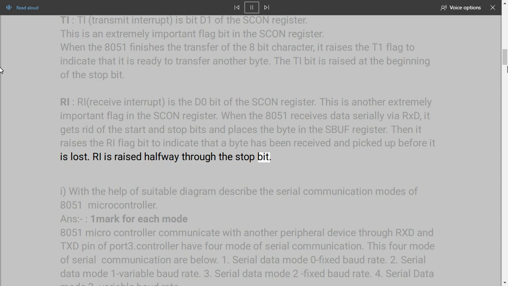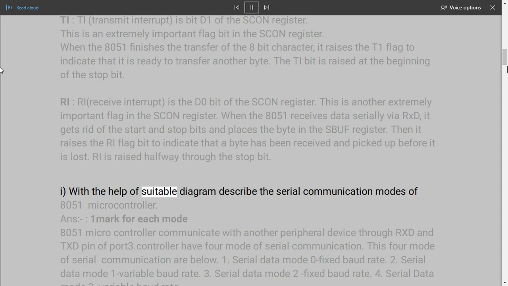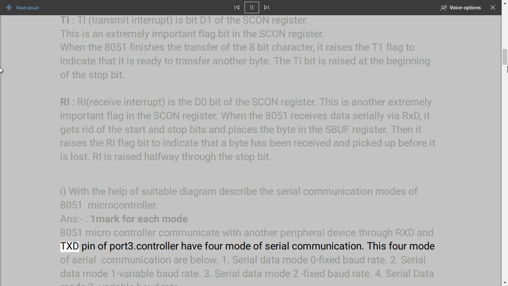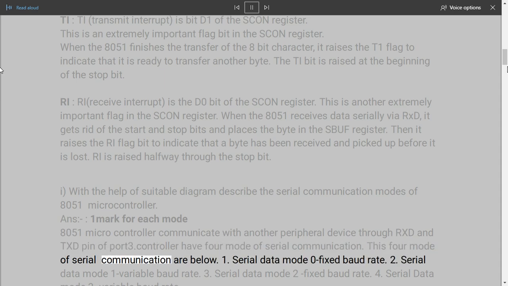With the help of a suitable diagram, describe the serial communication modes of the 8051 microcontroller. Answer: 1 mark for each mode. The 8051 microcontroller communicates with another peripheral device through the RxD and TxD pins of port 3. The controller has 4 modes of serial communication. These 4 modes are below.